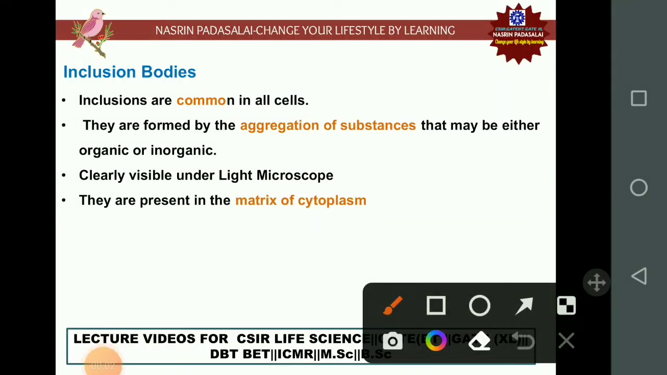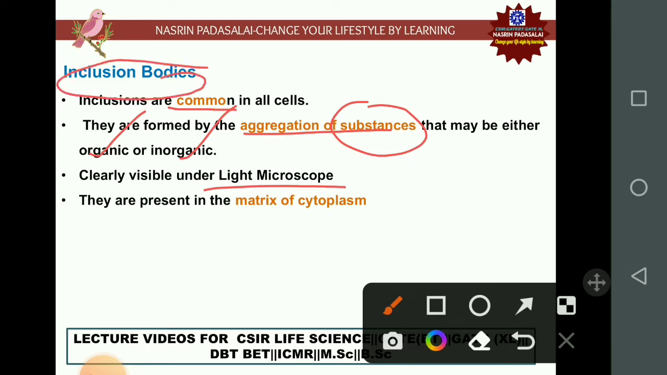So today we are going to study about the cell inclusion bodies. Inclusion bodies are commonly present in all kinds of bacterial cells. These inclusion bodies are formed by aggregation of substances, and these substances might be organic in nature or inorganic in nature. These inclusion bodies are clearly visible under light microscope and phase contrast microscope. The location of these inclusion bodies is that they are present in the matrix of cytoplasm.